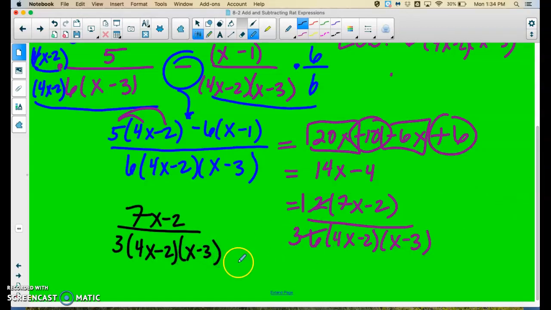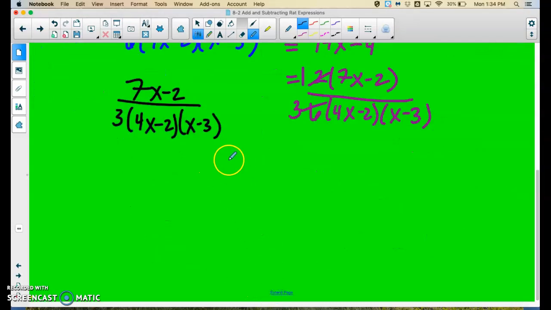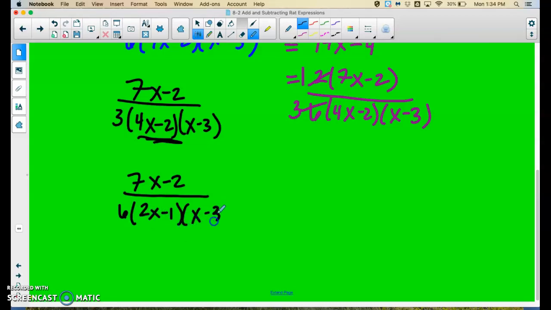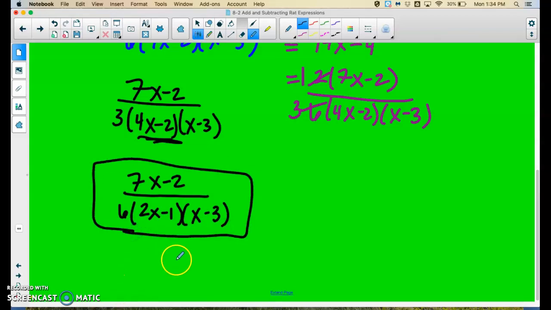Now I had some students say, well, Mrs. Davis, can't you take out this 4x minus 2 right now? Yeah, or take out a 2 right here. You sure can. So it could end up being 7x minus 2. That's what I'm talking about, take out a 2 there. So if we take out a 2 there, then it's going to be 6 times 2x minus 1 times x minus 3. And there we go.